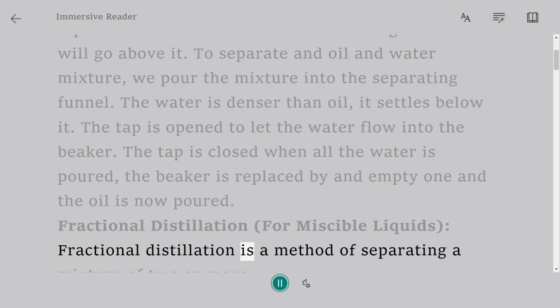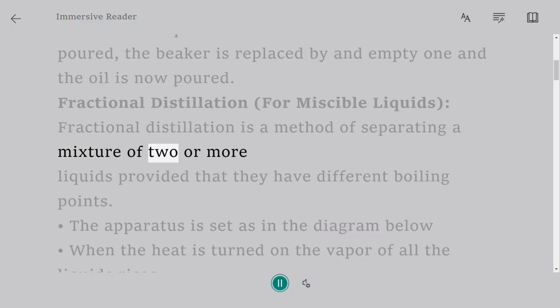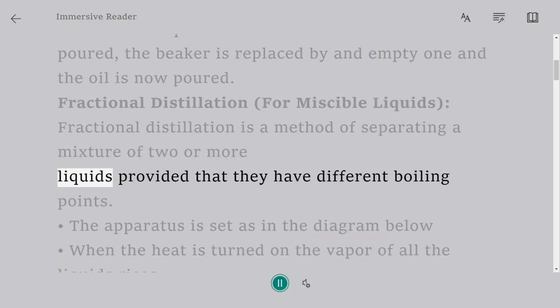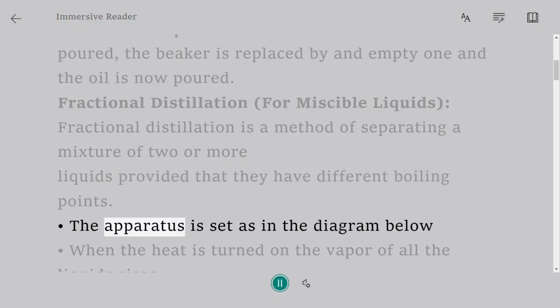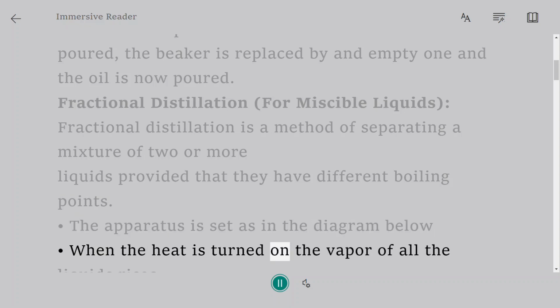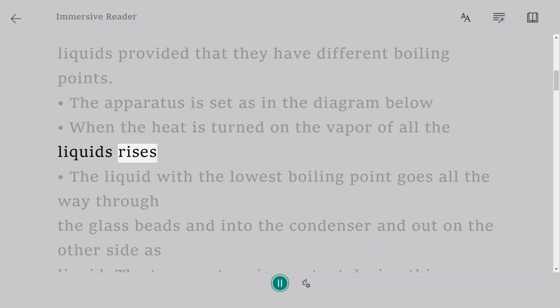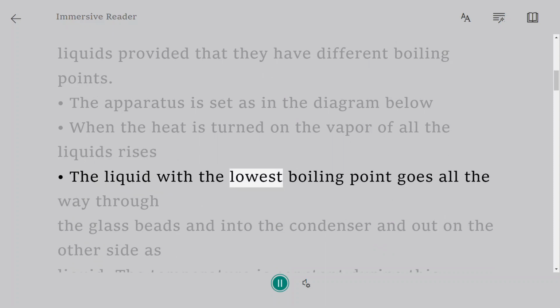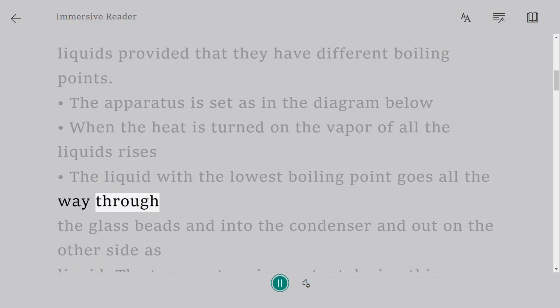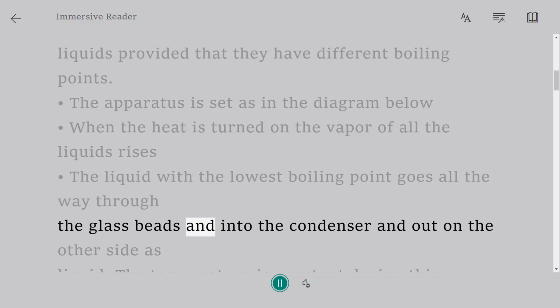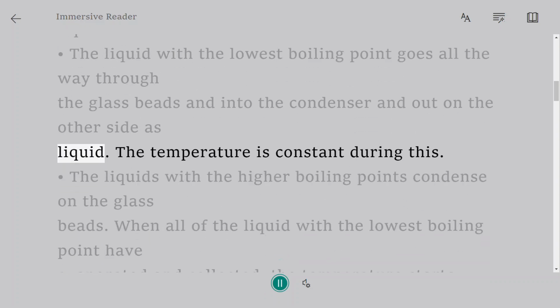Fractional distillation, for miscible liquids. Fractional distillation is a method of separating a mixture of two or more liquids, provided that they have different boiling points. The apparatus is set up as in the diagram below. When the heat is turned on, the vapor of all the liquids rises. The liquid with the lowest boiling point goes all the way through the glass beads and into the condenser, and out on the other side as liquid.